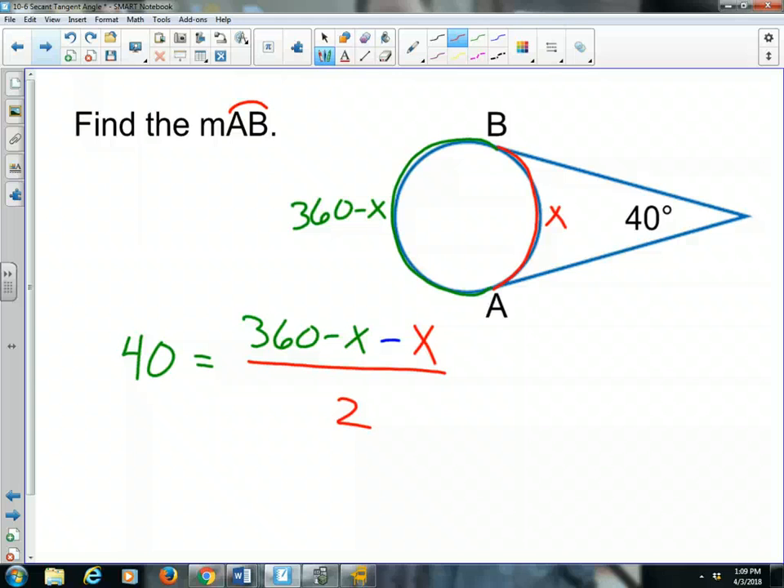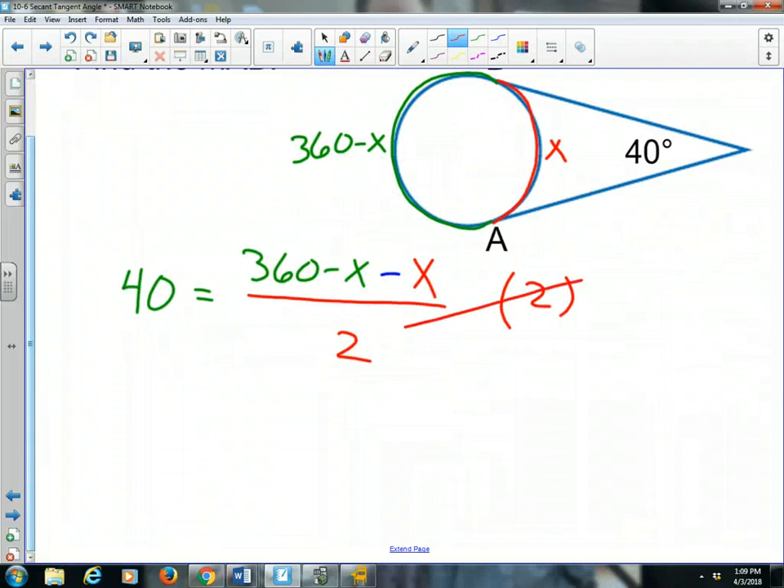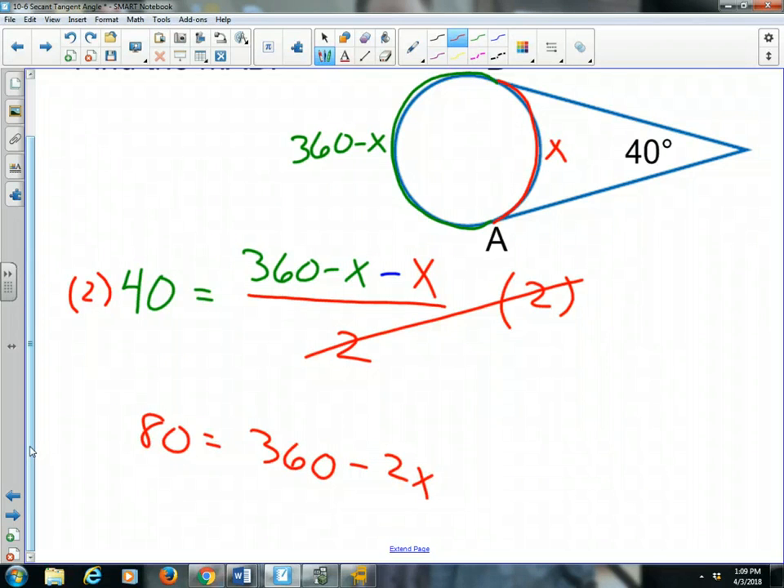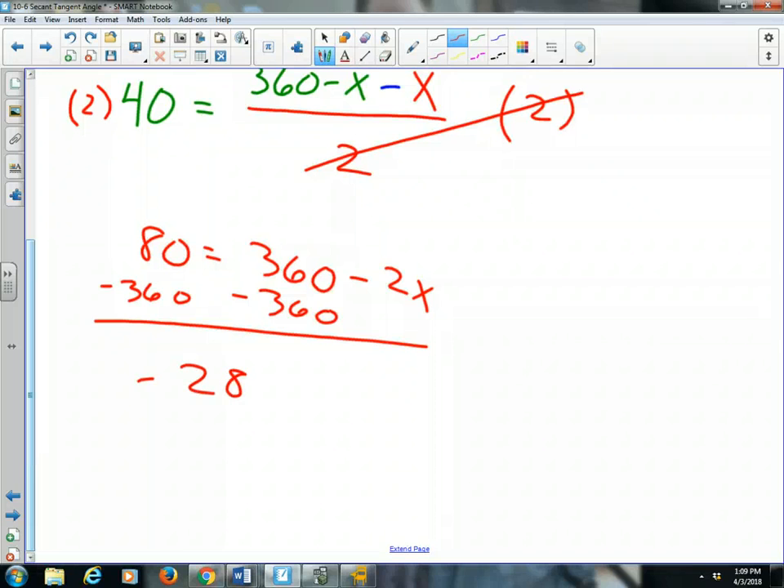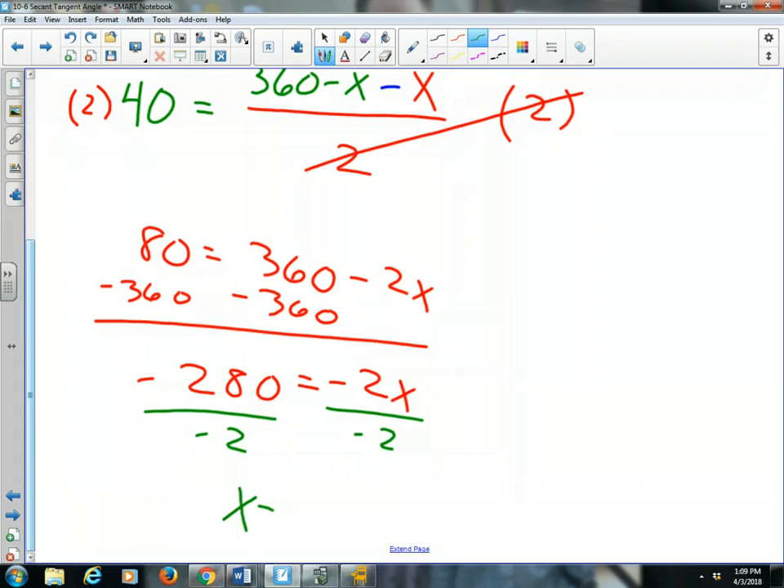All right, let's use algebra and let's solve this. Multiply both sides by 2 again. So now I get 80 equals 360. And a negative x minus another x is a negative 2x. I'm now going to subtract 360 to get my constants together. So if you take 80 and you subtract 360, you get a negative 280. That equals a negative 2x. And finally, divide both sides by a negative 2, and I get what x equals. Negative 280 divided by a negative 2 is 140 degrees.